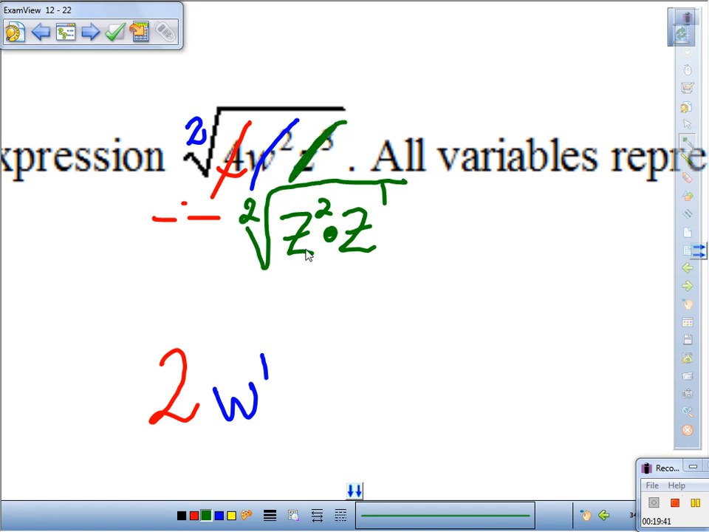I put the index here. So what is 2 divided by 2? Z to the 1st. We're done with this one. Which is the only one we couldn't simplify? Square root of z to the 1st.